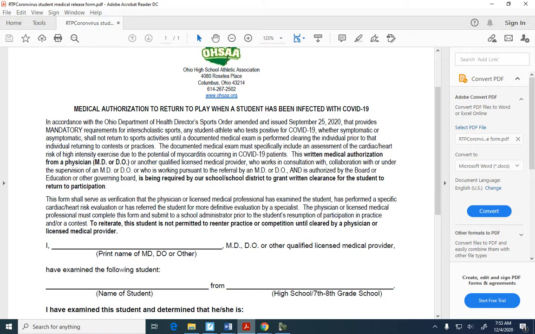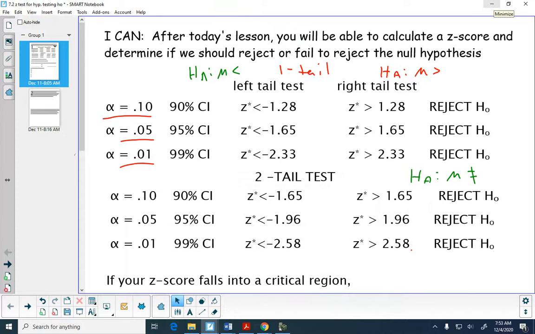Hold on a second. Let me do something here. I can't get it up here.